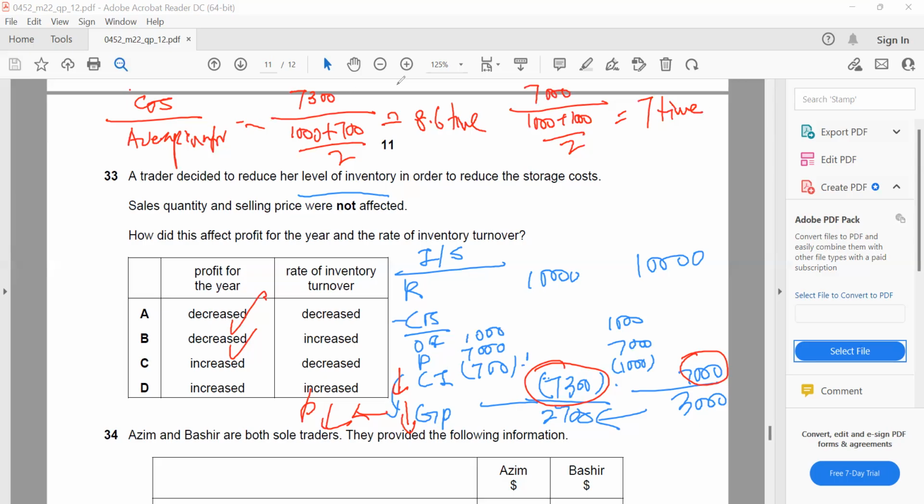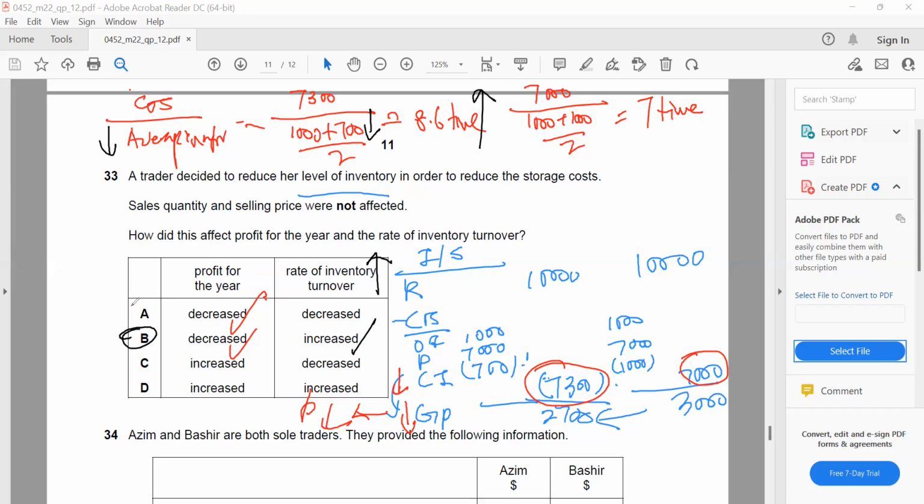So you notice that, following the formula, when closing inventory decreases, the rate of inventory turnover increases. So this one reduces, this one will increase. So the answer should be increased. So in this case, the answer should be B.